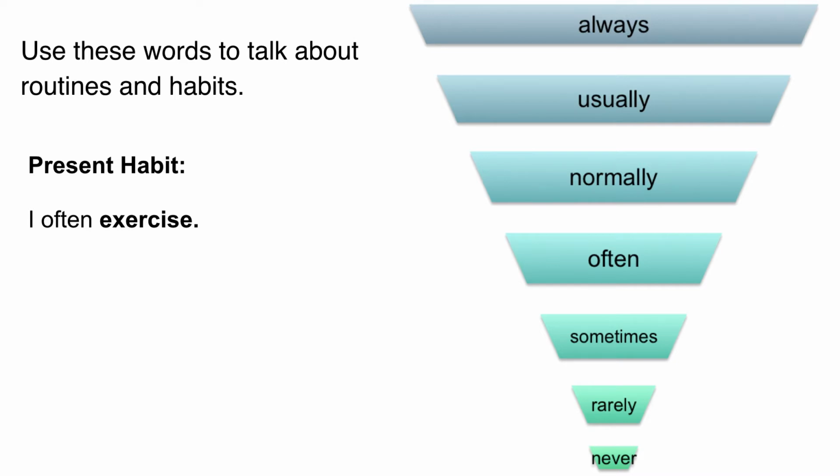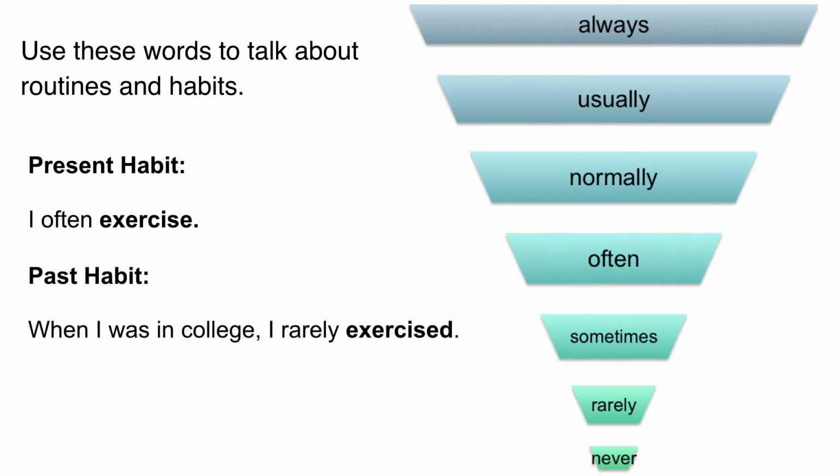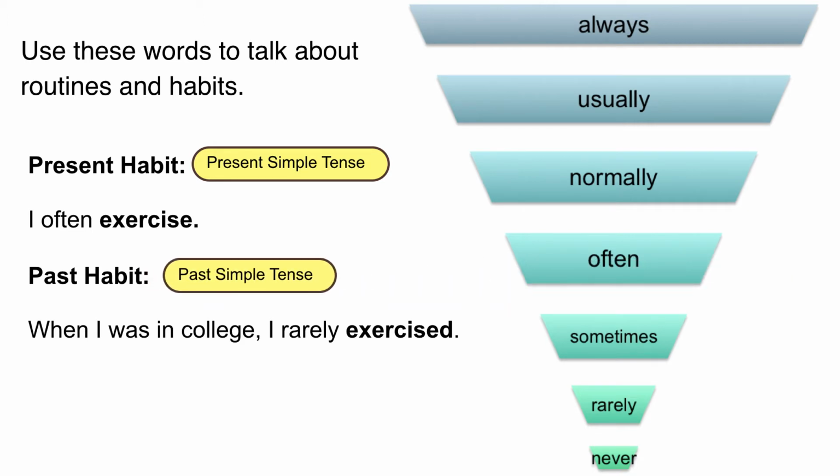We can also use these words to talk about a past habit. When I was in college, I rarely exercised. Notice the different verb tenses in these sentences. The first one is the present simple tense, and the second one is the past simple tense. So we can use adverbs of frequency with the present simple and past simple. We just have to think about whether we're talking about now or the past.